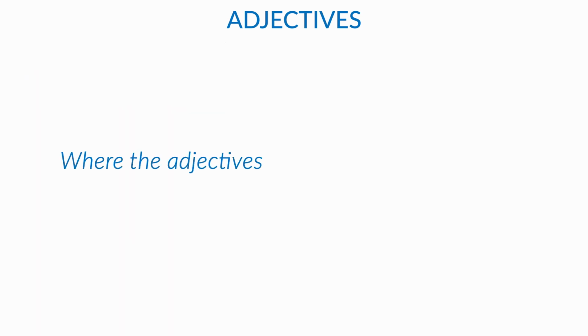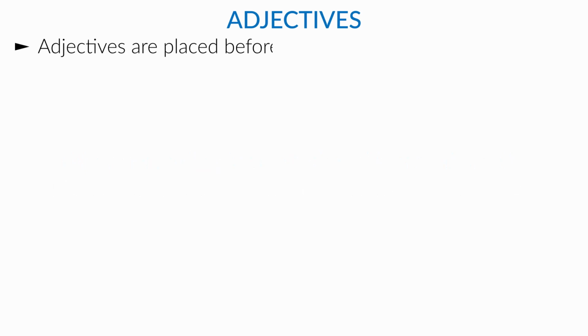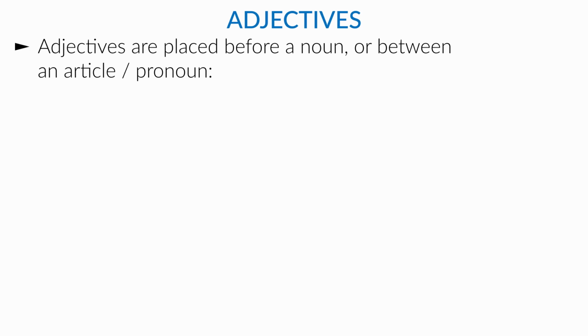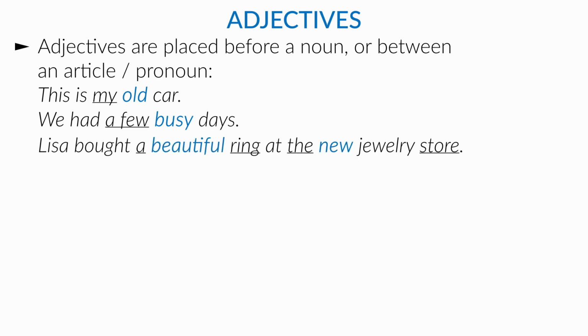Where are the adjectives placed in a sentence? Generally, it is not difficult to define an adjective in a sentence. Here are the rules to help find adjectives. Adjectives are placed before a noun or between an article/pronoun and a noun. For example, this is my old car. We had a few busy days. Lisa bought a beautiful ring at the new jewelry store.